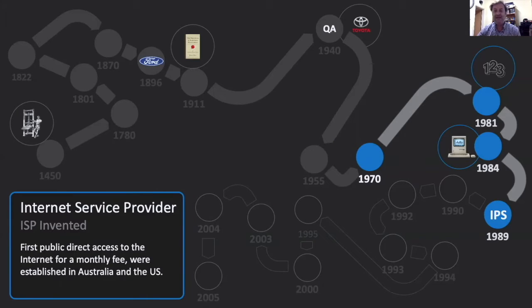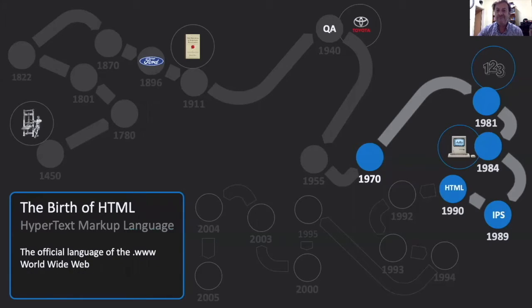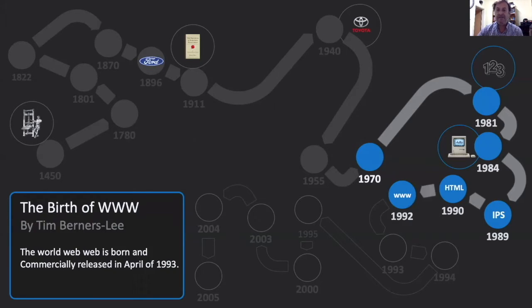In 1989, the first internet service provider was born. The US and Australia start a revolution. In 1990, HTML was invented, and with it, the birth of the modern UI. In 1992, the World Wide Web was created.